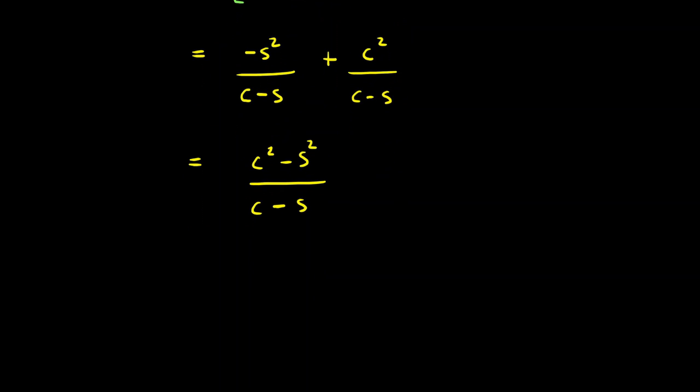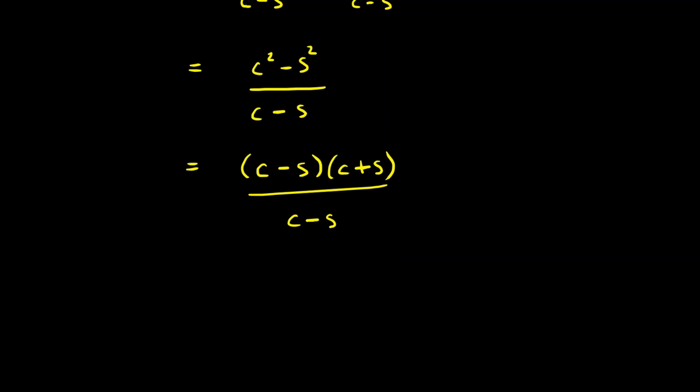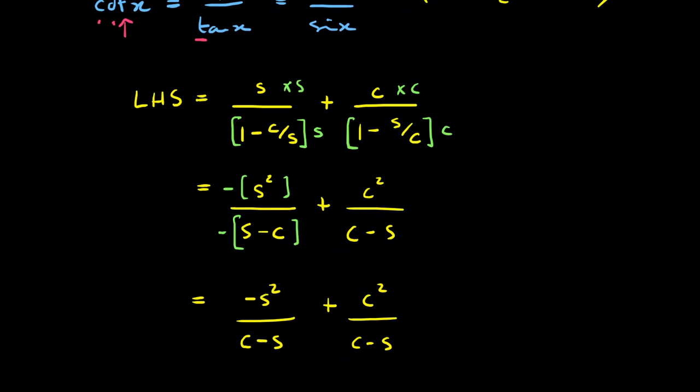And cos squared minus sine squared, well, I can rewrite that as cos minus sine times cos plus sine, because that's the difference of two squares, over cos minus sine. And then hopefully you can recognize that top and bottom have got a common factor of cos minus sine, so they disappear. And what I'm left with is cos plus sine, or cos x plus sine x, which is the answer we are asked to show.